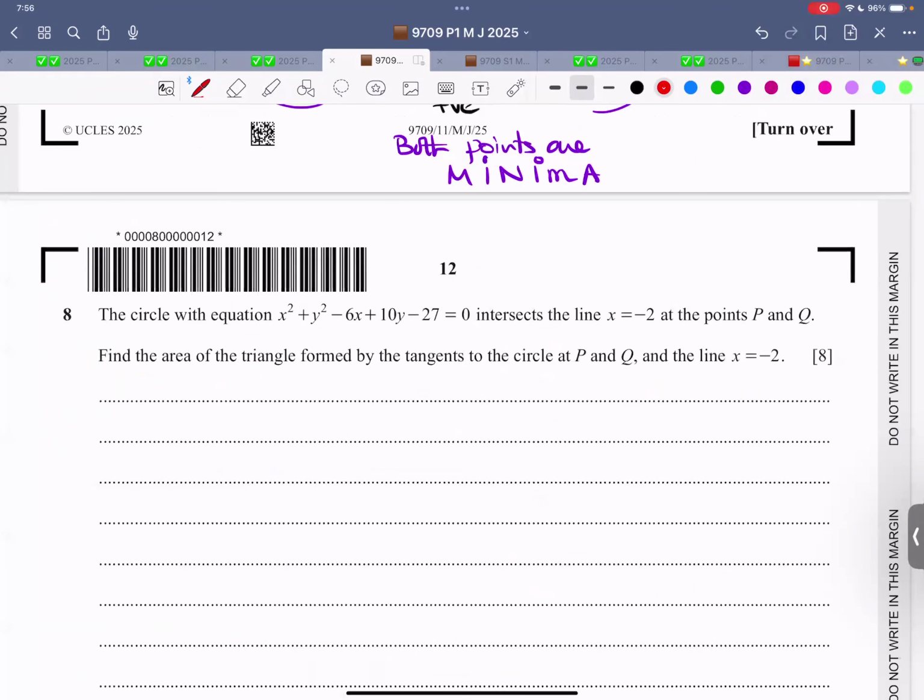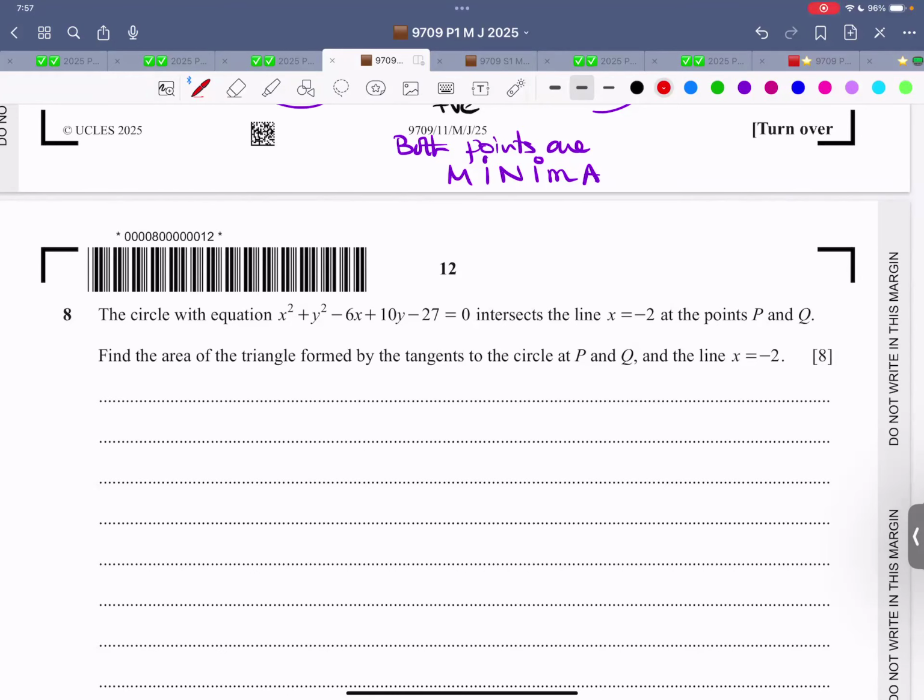It's for 8 marks. Just look at the magnitude, the absolute value of this particular question: 8 marks out of 75. That is a lot. The circle with equation intersects the line at P and Q. Find the area of the triangle formed by the tangents to the circle at P and Q and the line x equals -2.